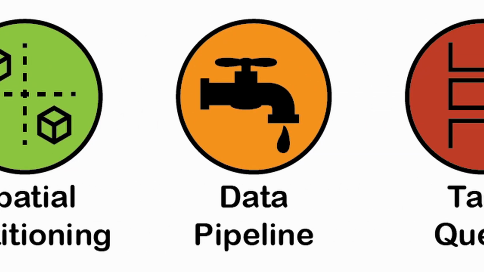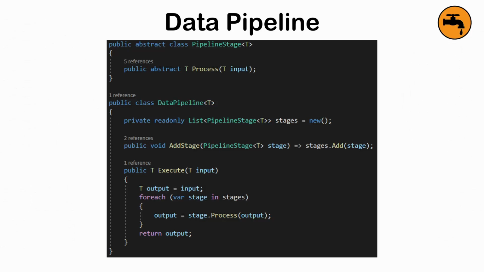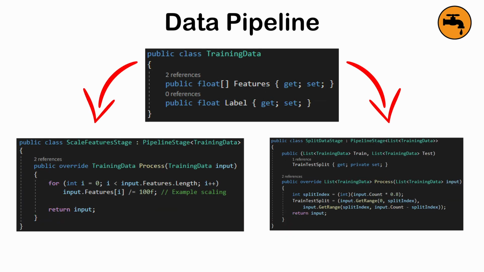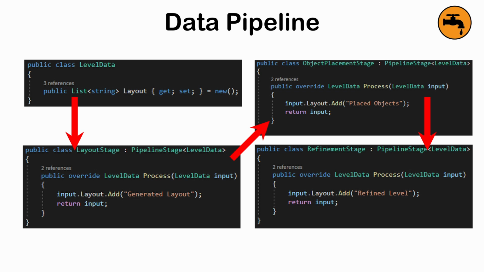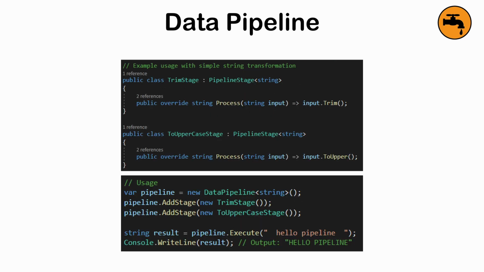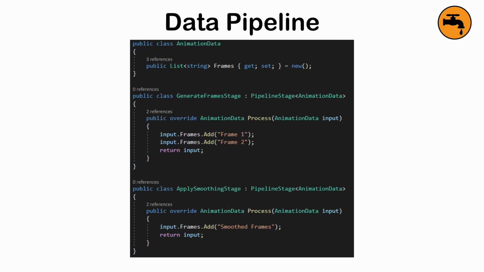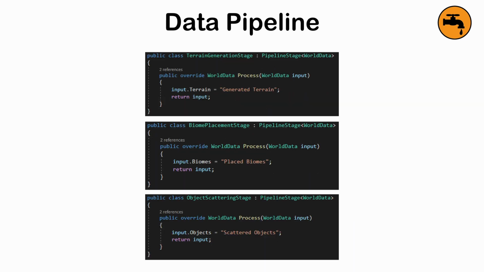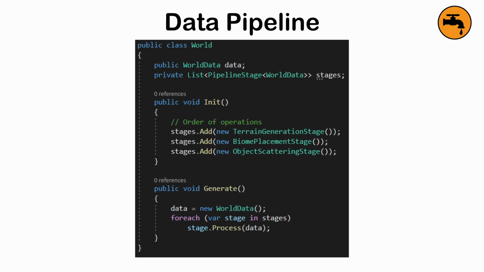The data pipeline pattern. A way to send data through a sequence of transformations or processing stages. Often used for streaming data, AI training pipelines, or procedural content generation. Used when your project involves processing large amounts of data in stages, such as image processing, animation, or procedural world generation. Complex pipelines can be hard to debug, and overhead is involved in chaining functions.